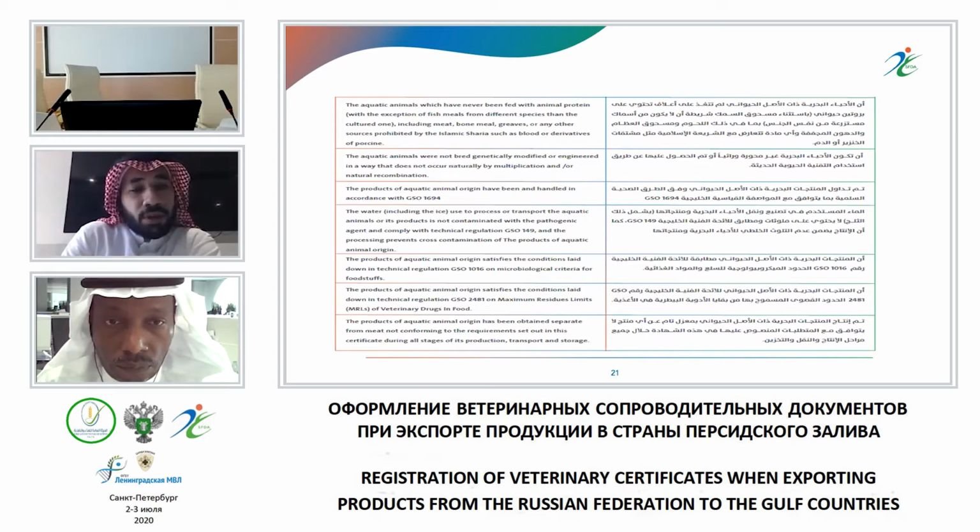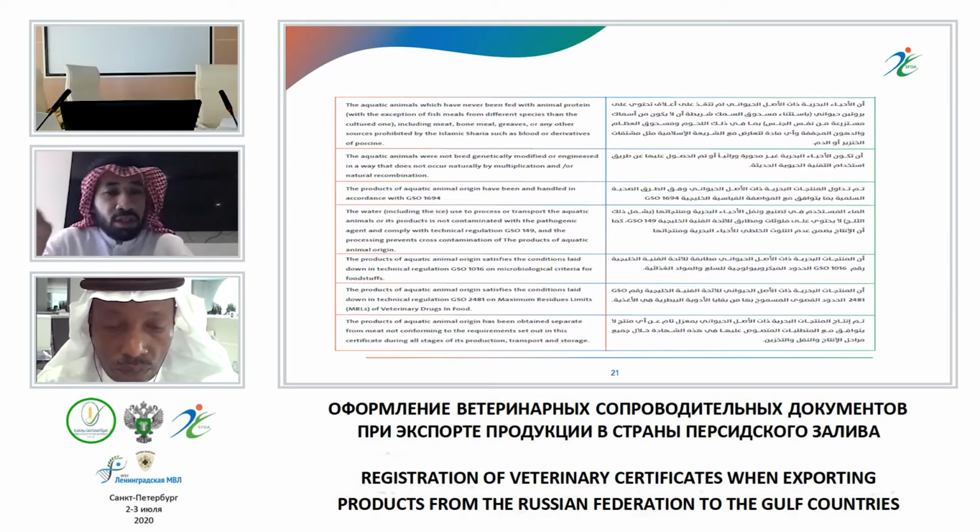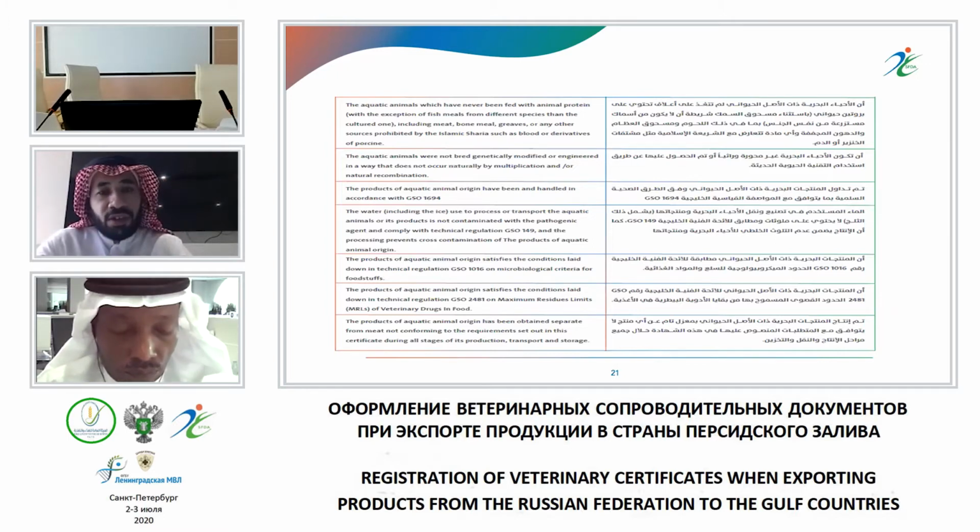The product of aquatic animal has been obtained separate from meat not conforming to the requirements set out in this certificate during all stages of its production, transport, and storage. This is to ensure that the products were separate from any products not approved or contaminated with other products, and other products that are not specifically mentioned in the shipment information at the beginning of this certificate.